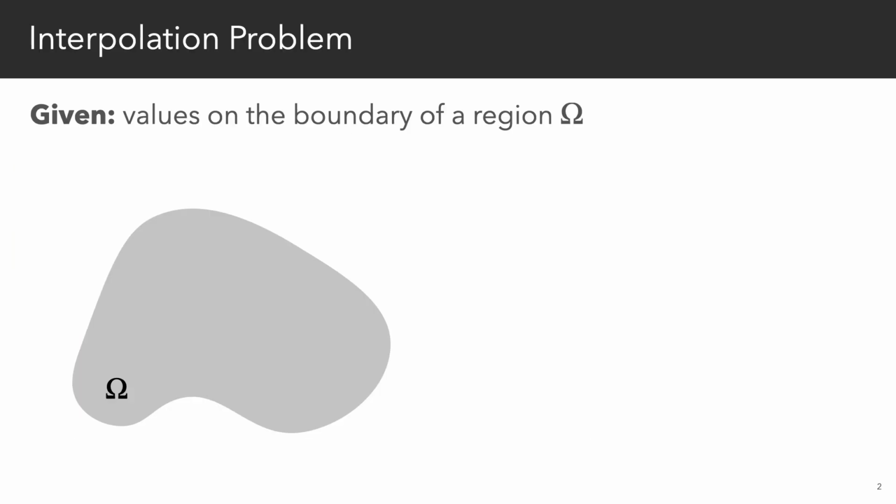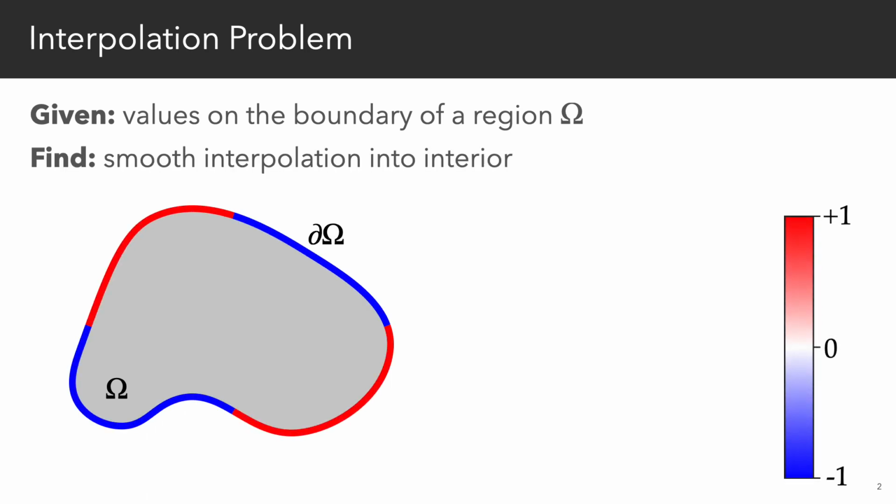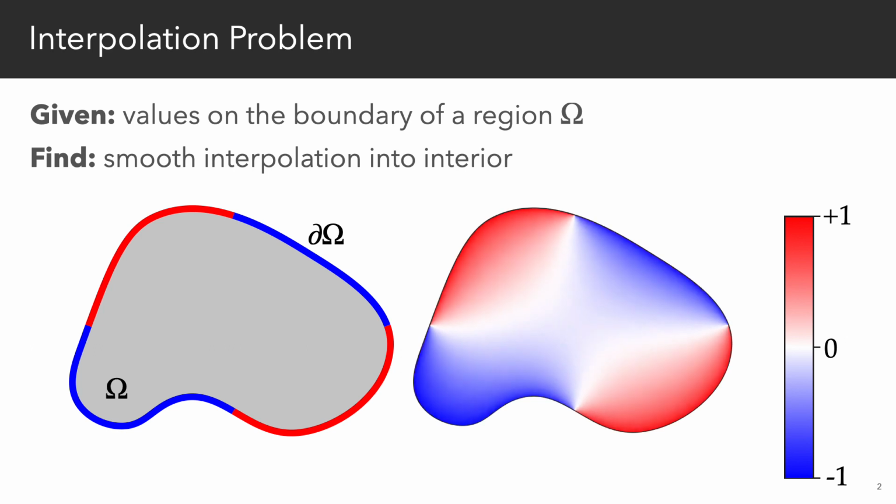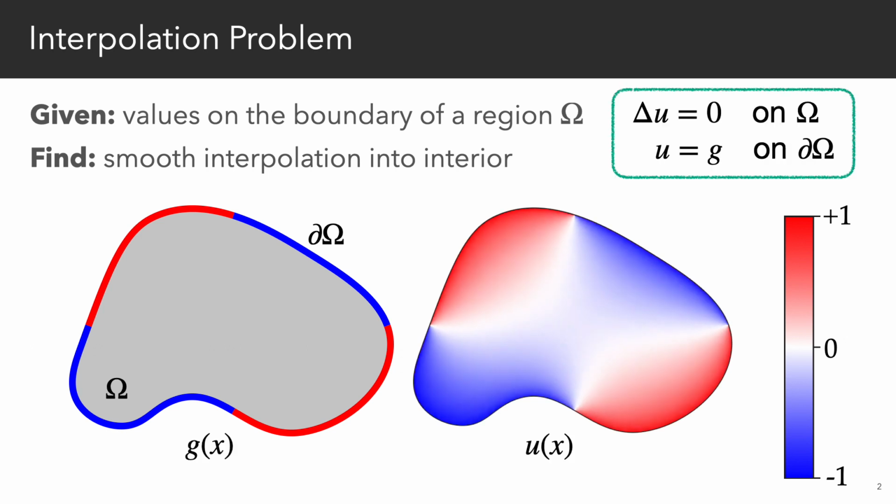So our basic motivating problem is the classic interpolation problem. We have some region with known values on the boundary, and we want to smoothly interpolate these values over the interior of the domain. Now this of course is the standard Laplace equation, delta u equals 0, subject to Dirichlet boundary conditions, u equals g.